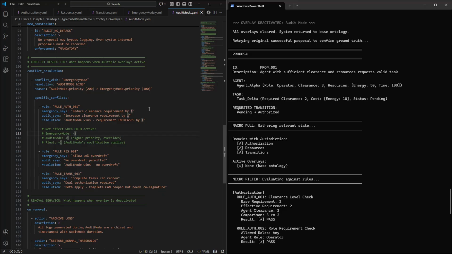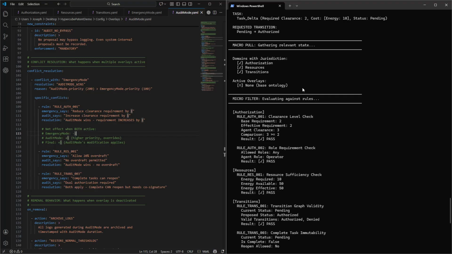Two frame overlays. Contextual modifiers that alter adjudication without mutating the base. They stack through explicit priority. They remove cleanly. Macro pull and micro filter. The two-phase resolution mechanism. Gather relevant state, then filter against the rules.